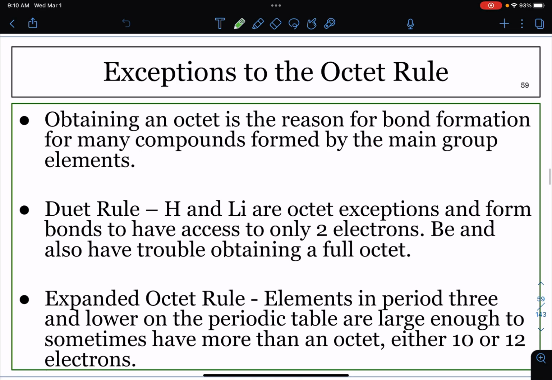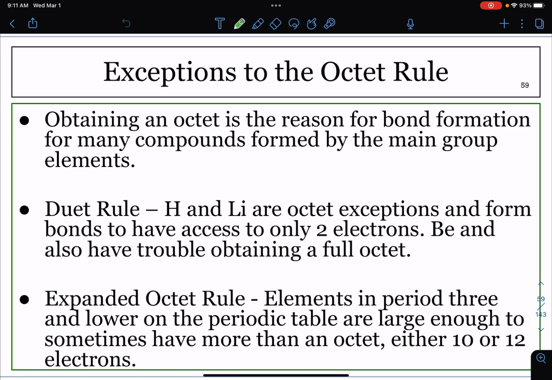Of course, there's always exceptions to every rule, just like with the octet rule. So, obtaining an octet is the reason for bond formation for many of these compounds formed by the main group elements. However, hydrogen only has 1 electron to share, and so it usually only makes 1 bond. We don't ever put an extra lone pair or a second bond on hydrogen as it doesn't have any more electrons to share. So we say that hydrogen fulfills a duet rule.